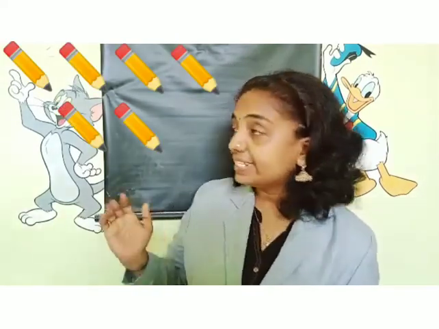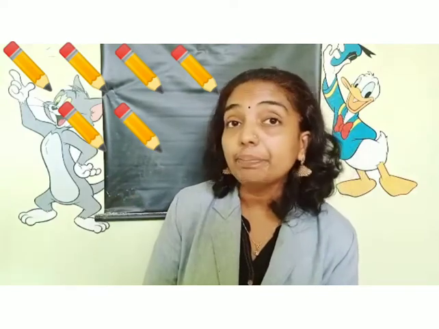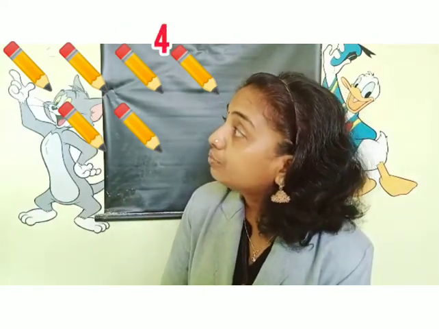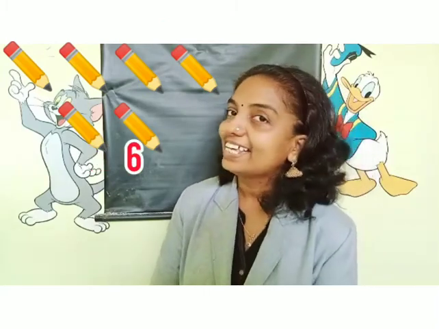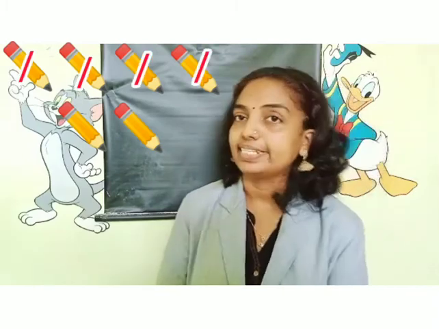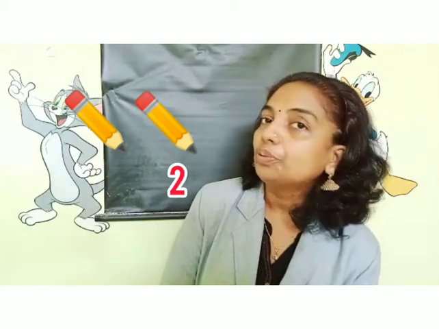Here are some pencils. Let's count how many pencils are here. 1, 2, 3, 4, 5, 6. 6 pencils. And we are going to take away 4 pencils. Let's see how many are remaining. 1, 2. 2 pencils. Did you understand?